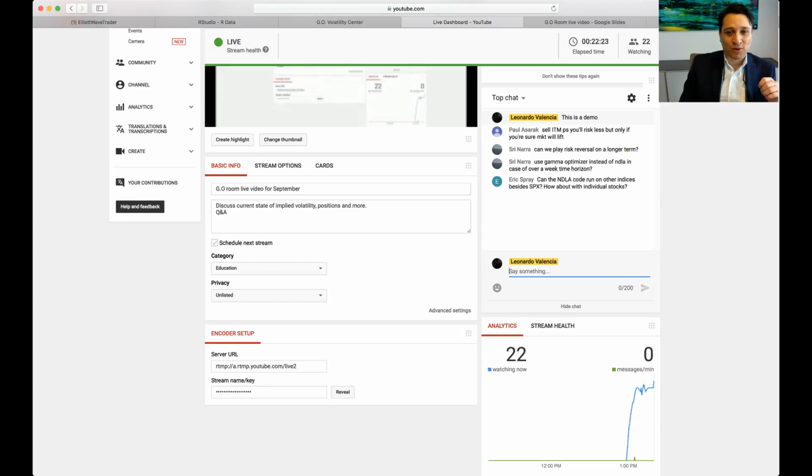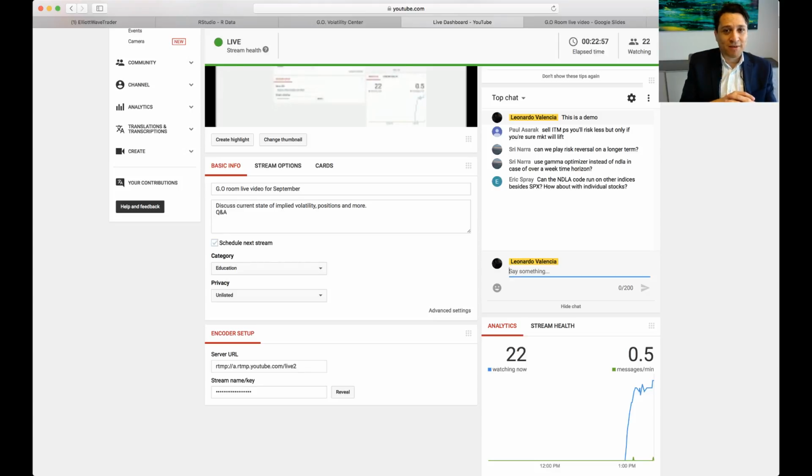It won't work for individual stocks because remember that one of the things we need for the NDLA is the structural thing. We need the volatility smile to be a frown. We need puts really overpriced, and we need calls underpriced, and we need a little bit of positive skew on the call side, but not too much. So that's what we need. That kind of a configuration of the volatility smile is only present in index options. It's not present in single stocks. So we could give it a try on other indexes.